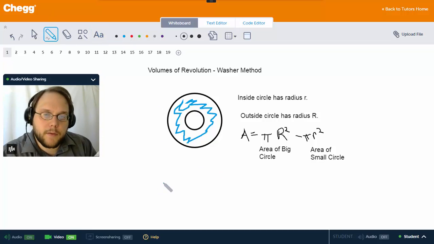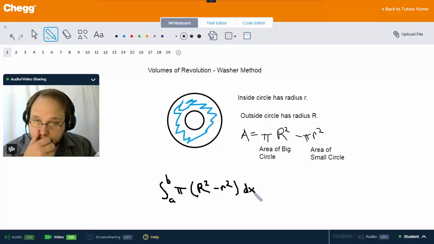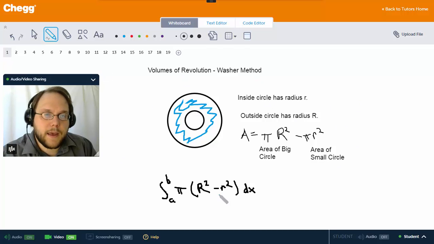So the equations in those cases look something like the integral from a to b of pi, and I'm going to factor out the pi here just to make life easier, pi times capital R squared minus little r squared dx, or it could be dy. We'll do an example of both. So this is the idea. This is the outer radius right here, the capital R, and this is the inner radius, the little r.